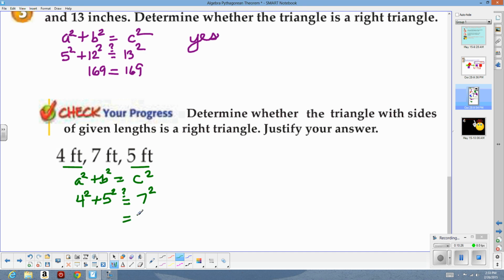Well, 7 squared is 7 times 7, which is 49. Now let's see what 4 squared plus 5 squared is. 4 squared plus 5 squared is 41. And 41 does not equal 49, so it is not a right triangle.